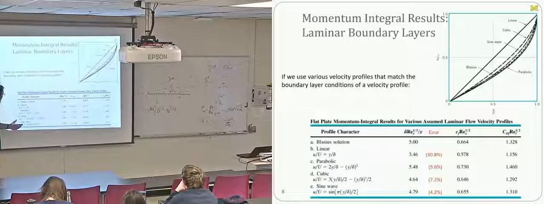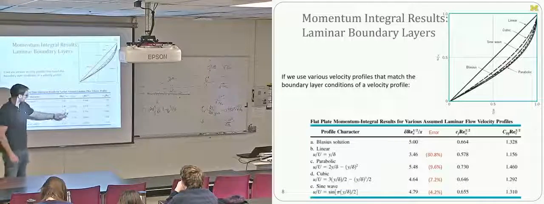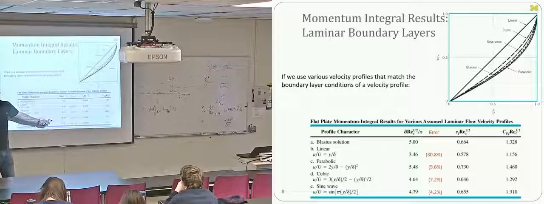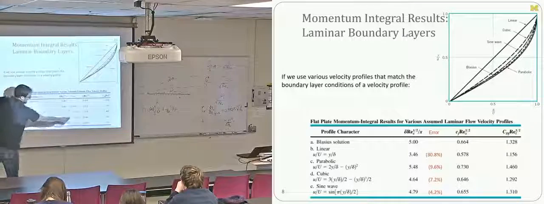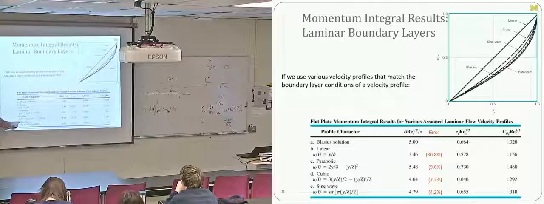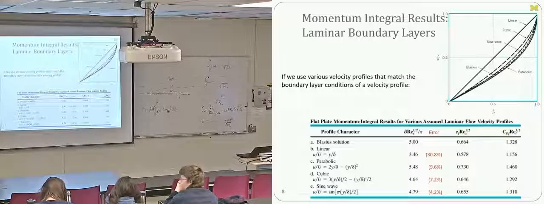If we go a little bit further, let's say parabolic, which is the next simplest form of the velocity distribution, then if we assume u over U follows this expression, it'll satisfy these boundary conditions, and plugging and chugging, we get something that's only off by about 10% from the exact theoretical solution. Cubic, we're only off by 7%. And if we choose a sine function, something that says we allow the velocity distribution between here and here to vary as a sine wave, then we're off by less than 5% from the exact solution.